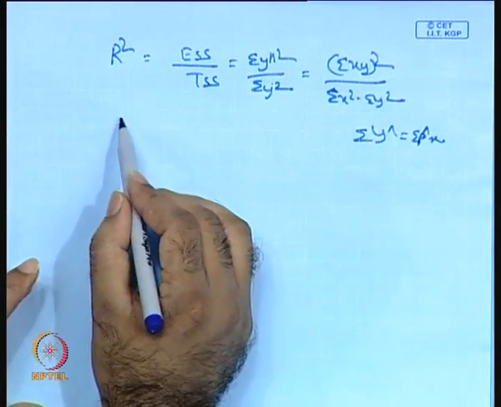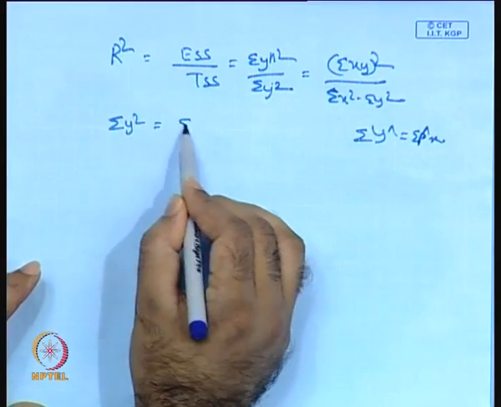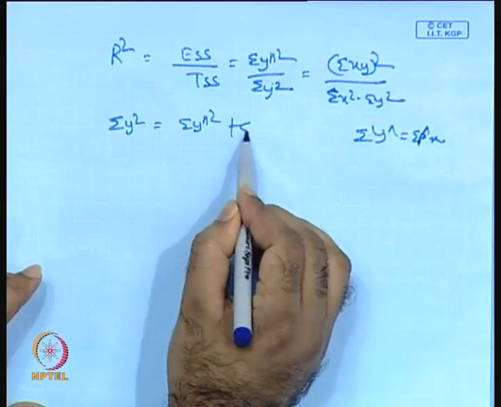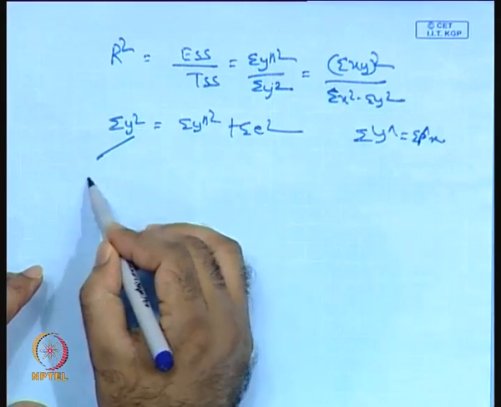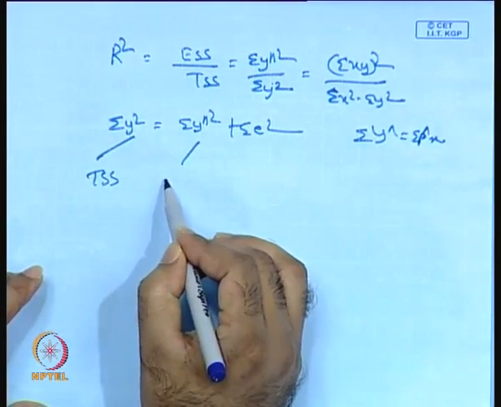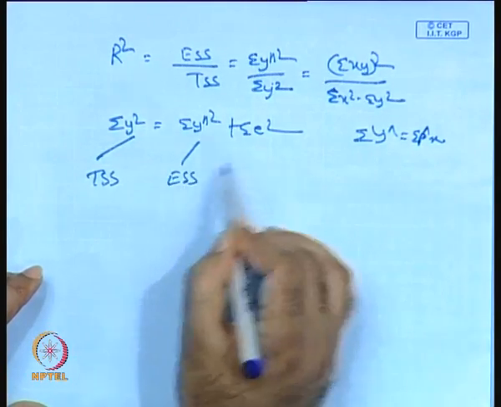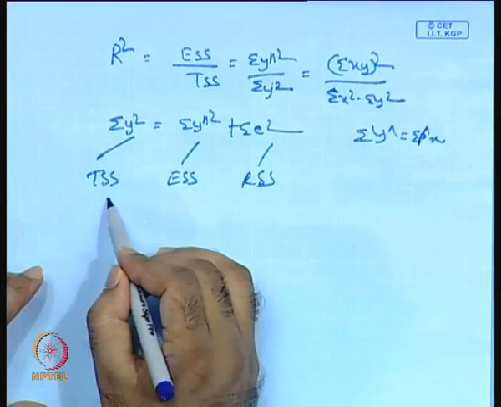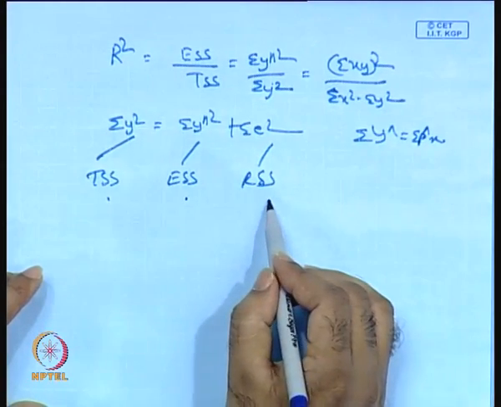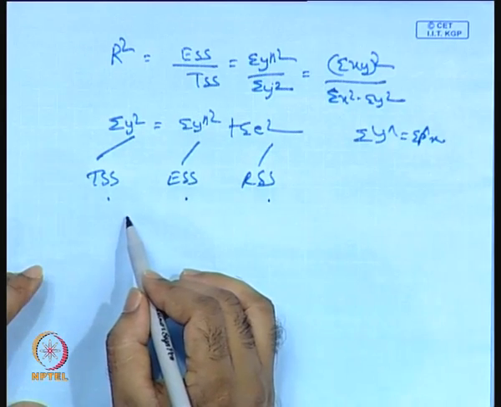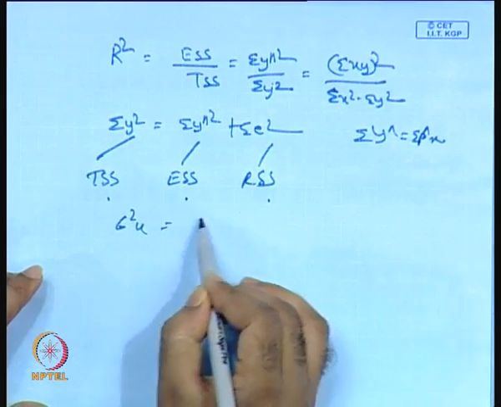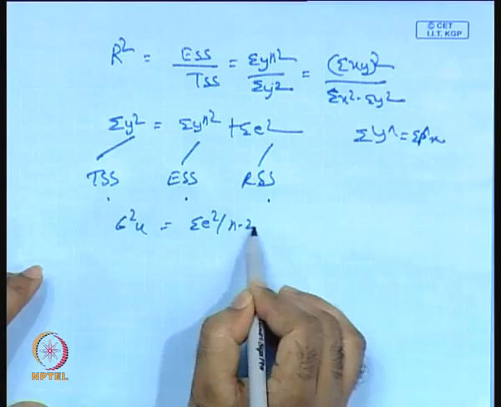So, now here summation y square equal to summation y hat square plus summation e squares. Okay. So, this is the TSS, this is ESS, this is RSS: total sum of squares, explained sum of squares, residual sum of squares. Okay. So, now sigma square equal to summation e square by n minus 2.